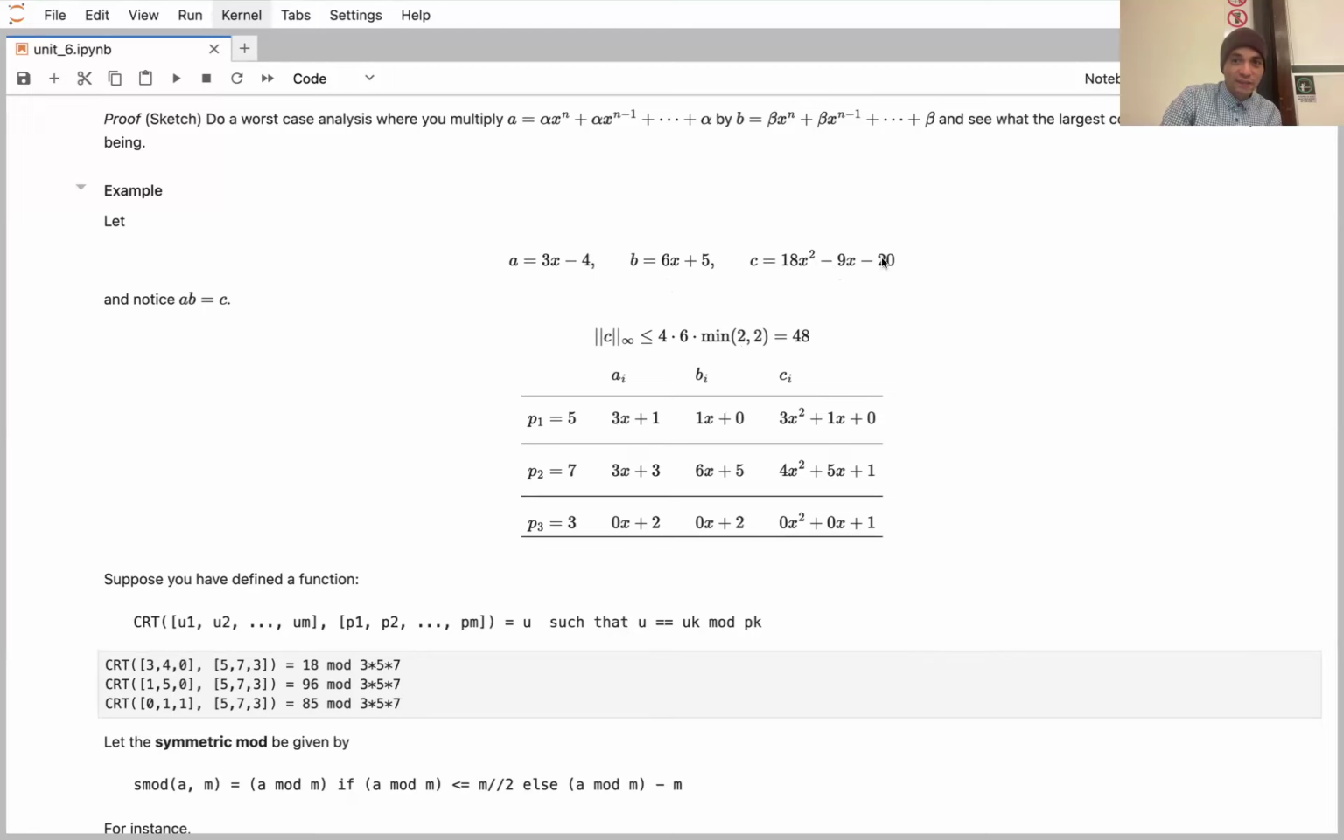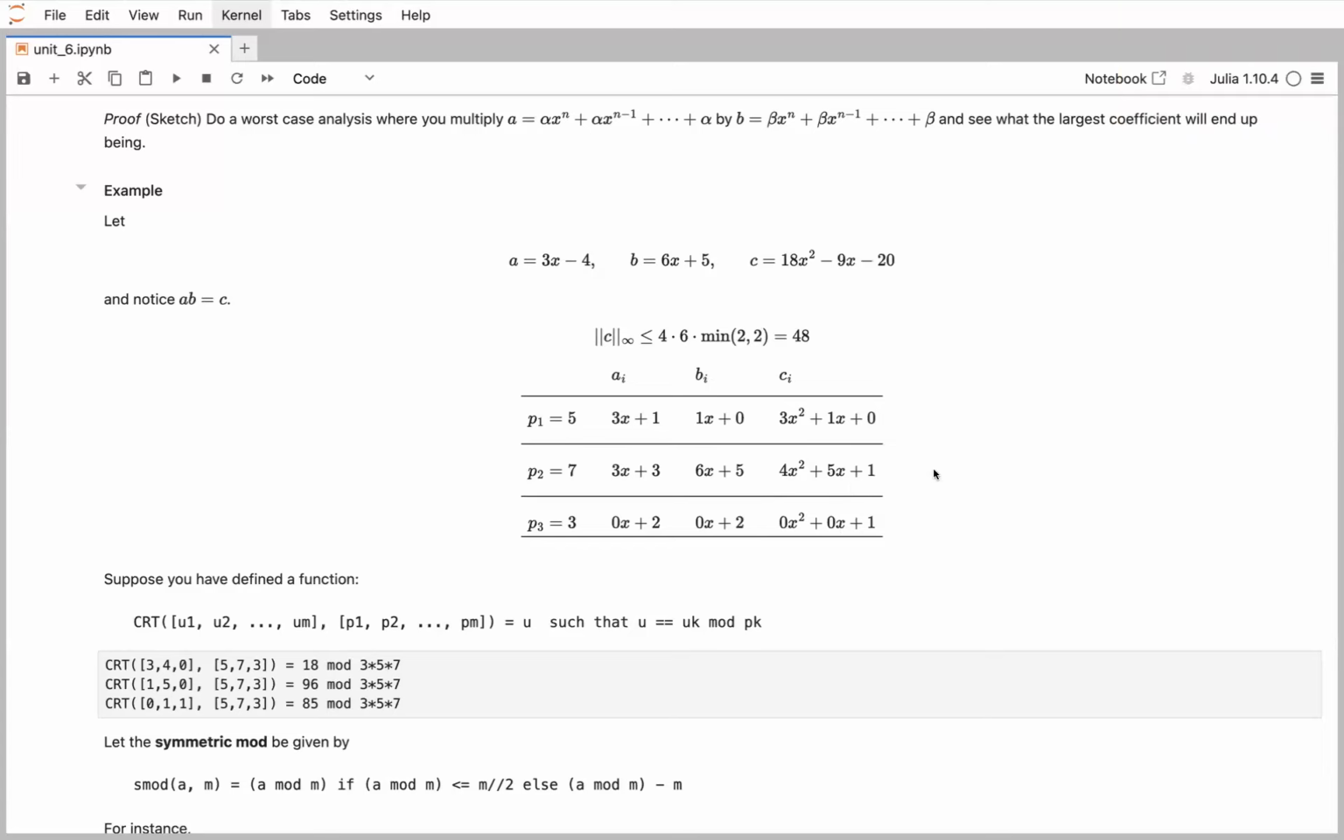I'm also saying, look, if we needed to do this with big ints, that could be slow. So what we can do is do the multiplications over smaller residue classes, right? If you multiplied 3x plus 1 by x plus 0, you get 3x squared plus 1x plus 0. This is the product mod 5. Do you understand that? This is the product mod 7, and this is the product mod 3.